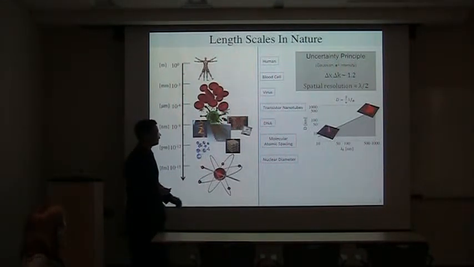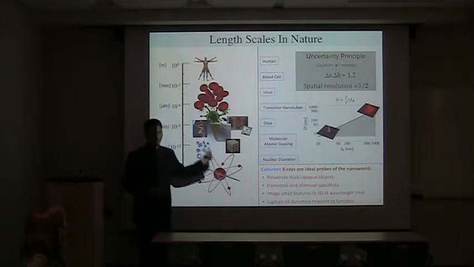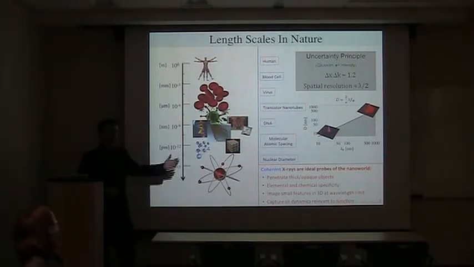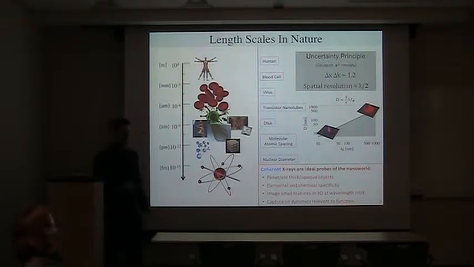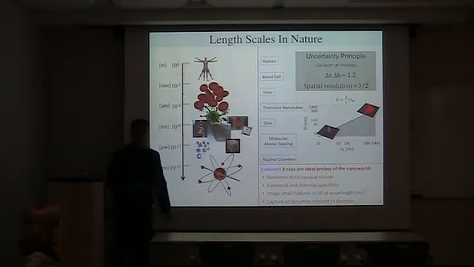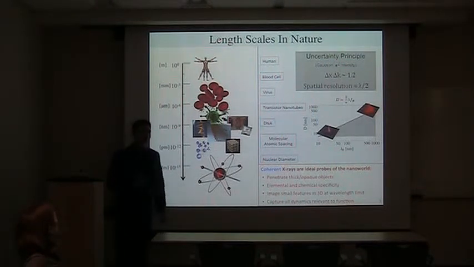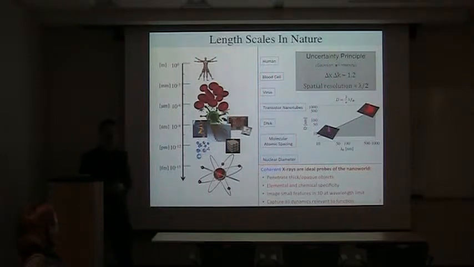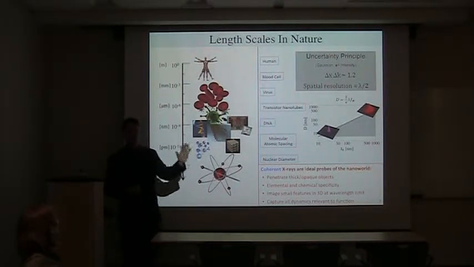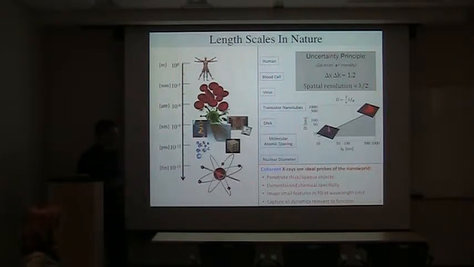Okay? And the point here is that it turns out that coherent X-rays are actually an ideal probe in the nano world for a variety of reasons, other than the fact that they exist on the same spatial scale as the phenomena that we want to look at. They can penetrate thick objects, in some cases visibly opaque objects. And we have this beautiful elemental and chemical specificity that is associated with certain regions of the spectrum. Some of our spectra overlap with these atomic absorption edges, so we get this built-in absorption contrast mechanism. We can image small features in 3D at the wavelength limit.